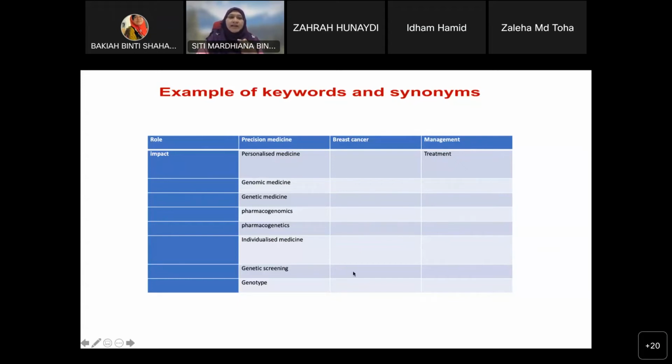Okay, these are the examples I give. For role, you can have the synonym impact. For precision medicine, personalized medicine, genomic medicine, pharmacogenomics. For breast cancer, I couldn't find any other related synonyms.